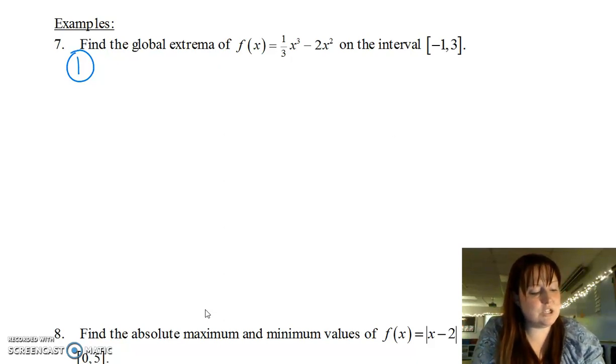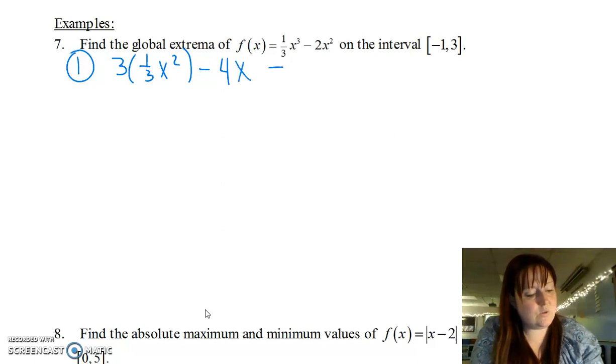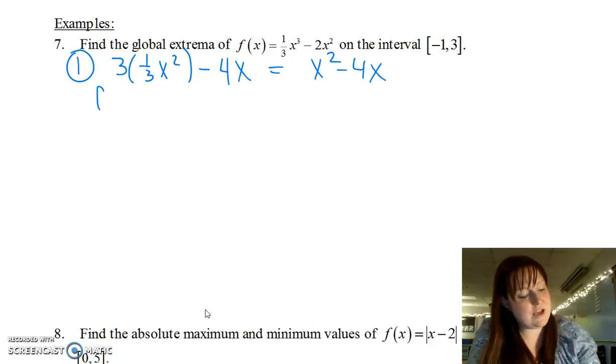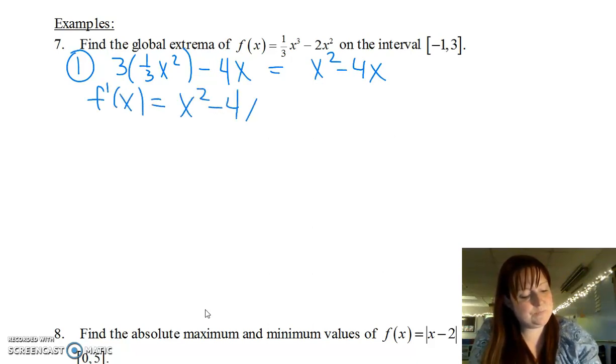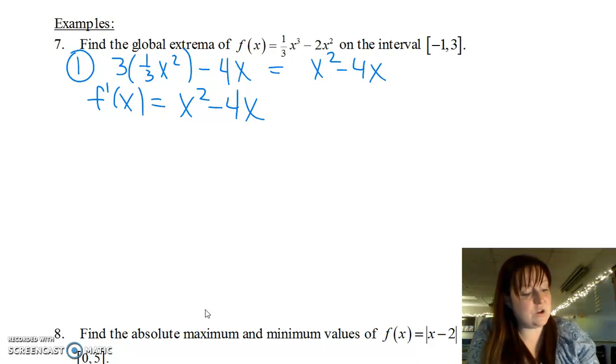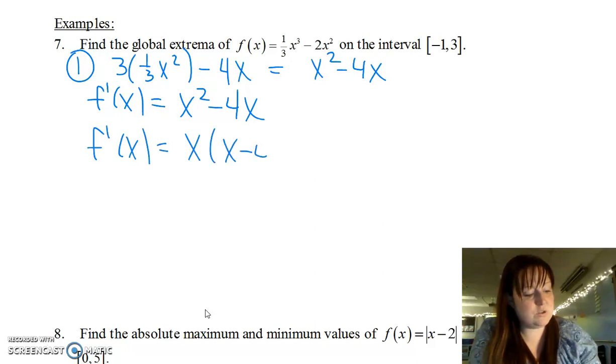The first thing we're going to do is differentiate. So we have 3 times 1/3 x squared minus 4x, which equals x squared minus 4x. I should really label this: f prime of x equals x squared minus 4x. Now we're going to see where the derivative is equal to 0. The best way to find when something is equal to 0 is to factor it. So f prime of x equals x times (x minus 4).